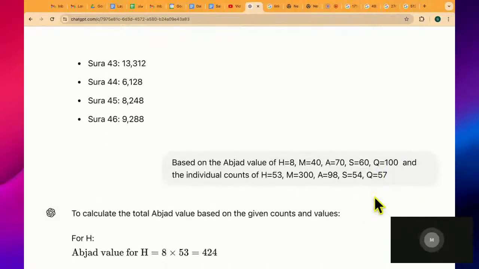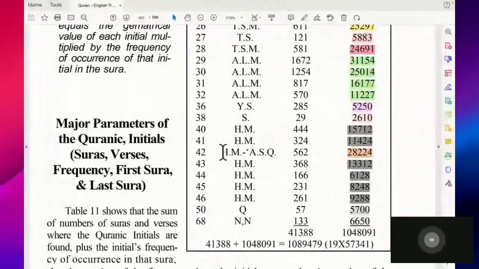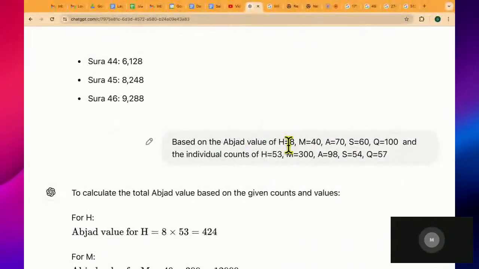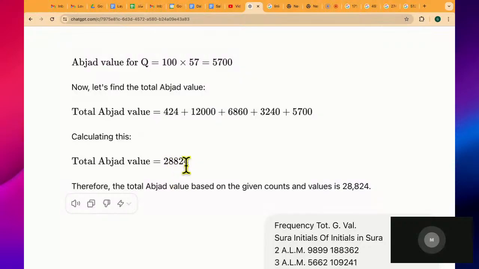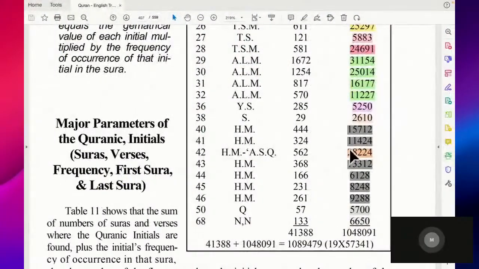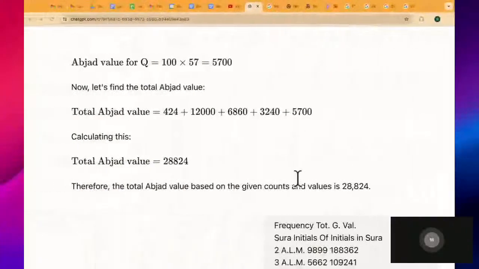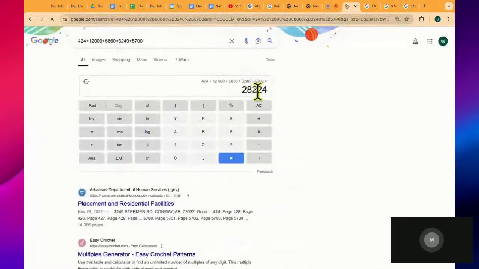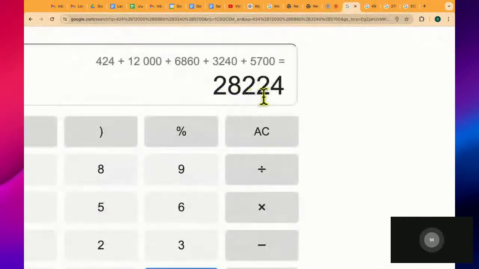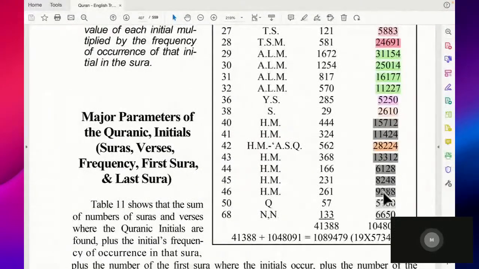And I moved on to the previous surah, which was here, Hamim Ain Sin Qaf, and I gave all of them, Hamim Ain Sin and Qaf, and all the counts. And then it came up with 28,824, it says. And again, you see that this one it's doing it in a wrong way. So just simply, if you copy and paste it on the net, easy. It says 28,224. You see that up to this point, every count that we had was correct.